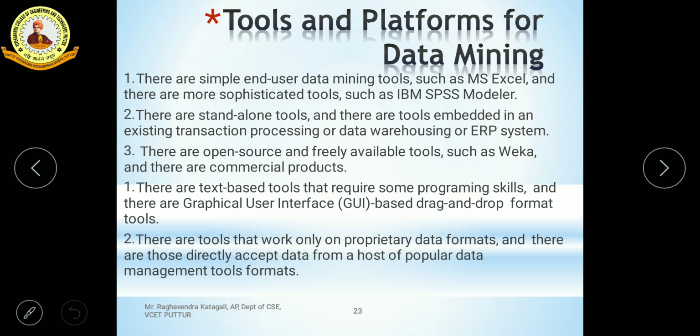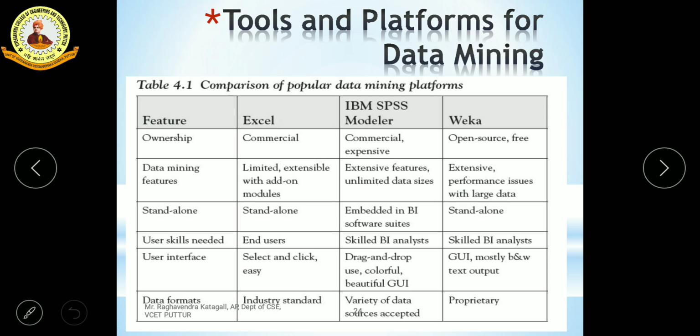Okay, then coming to tools and platforms for data mining. There is a wide range of data mining platforms available in the market today. There are simple end user data mining tools such as MS Excel, and more sophisticated tools such as IBM SPSS Modeler. Then there are standalone tools. There are open source and freely available tools like Weka. There are text-based and GUI-based tools, and there are tools that work on a proprietary data format. Okay. Then this is a comparison of popular data mining platforms. I'll leave it. This is not so important.